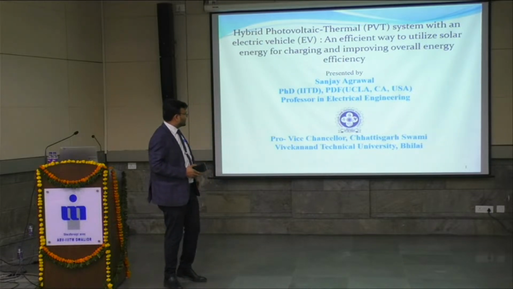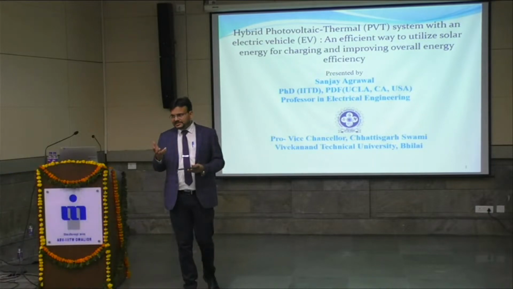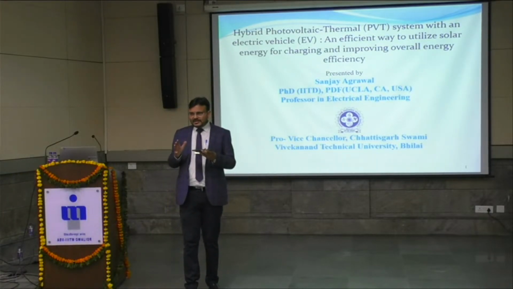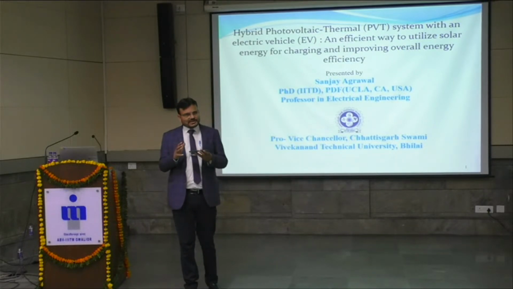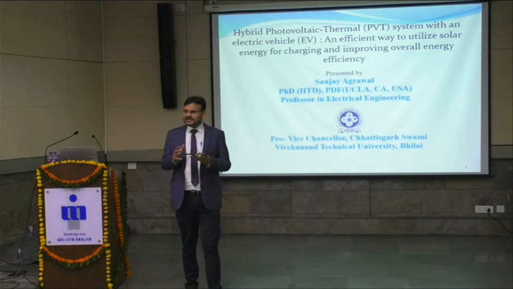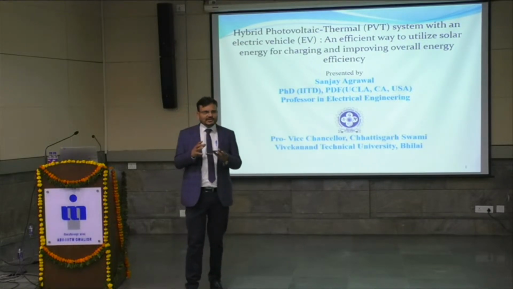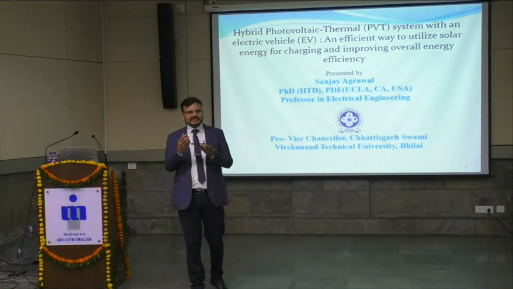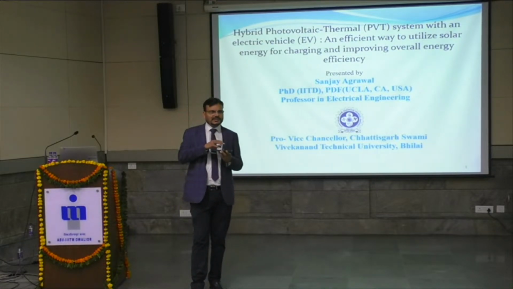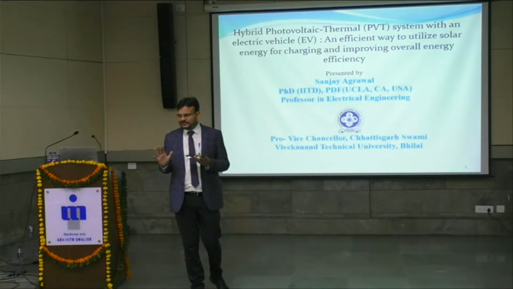Then another term is coming, thermal. That means you will also get another energy, that is called thermal energy. So the system by which you can get two types of energy, one is electrical energy, another is thermal energy, is called a hybrid photovoltaic thermal system. A system is where you give some meaningful input and you get some desired output. So our aim is to enhance the electrical efficiency of any photovoltaic system, right?